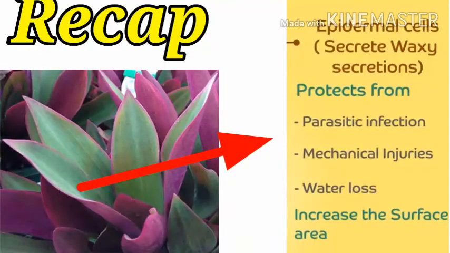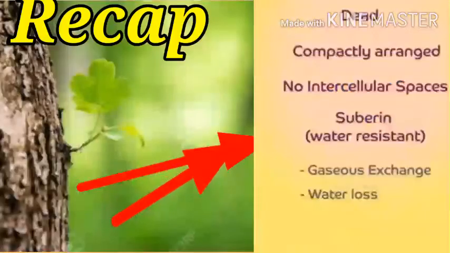Now let us have a quick recap of what we have learned in today's session. Today in this session we have discussed epidermal cells. So epidermal cells are the outermost layer of the entire plant body. They contain a waxy coating which is made up of cutin, also called the cuticle. Its main function is to protect from parasitic infections, mechanical injuries, and excess water loss. In the root region, it increases the total surface area for better absorption of water.